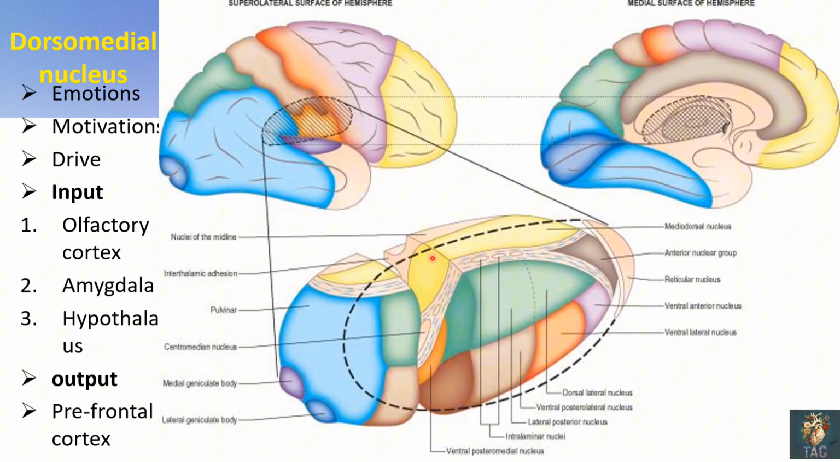So the main function is that it is related to all those functions of the human being that are related to the prefrontal cortex. So it is related to personality. The input coming from the amygdala, the hypothalamus and the olfactory cortex goes via the dorsomedial nuclear group to the prefrontal cortex, where it is related to the emotional aspect, the motivation, the drive and the personality of the function.